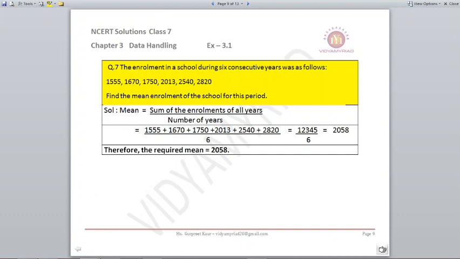Question number 7. The enrollment in a school during 6 consecutive years was as follows. Find the mean enrollment of the school for this period. So what is the mean formula? Sum of all the enrollments divided by the number of years. How many years were there? 6. So what is the sum? Just add all together, then divide by 6. When you do it, you get the mean as 2058.